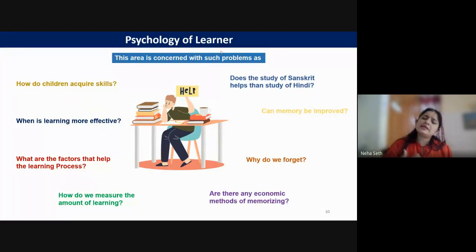How do children acquire skills? What are the ways through which we can inculcate skills into our students? When is learning more effective? Whether taking classes in the morning is effective or taking classes in the afternoon. We can answer these questions by studying psychology. What are the factors that help the learning process? How do we measure the amount of learning? It is a qualitative term, not quantitative, but there should be a way. The tools that we use are assessments and evaluation.